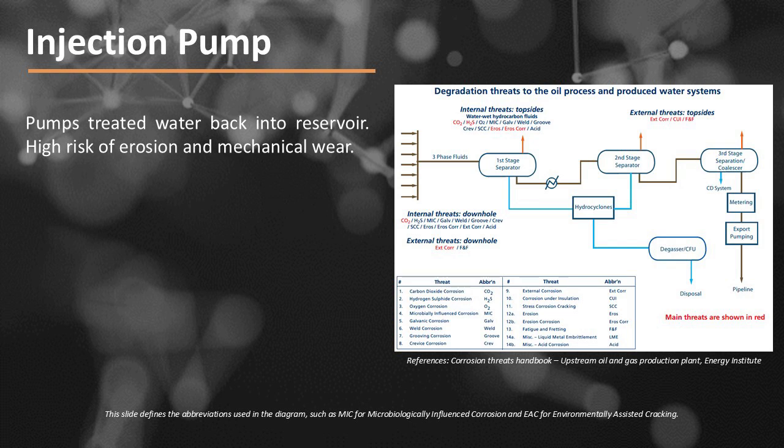Number 4 is mitigation strategies: use of erosion-resistant materials and coatings, installation of effective filtration systems upstream, regular maintenance and condition monitoring, e.g., vibration analysis, pressure checks, ensuring proper alignment and operating within design limits.